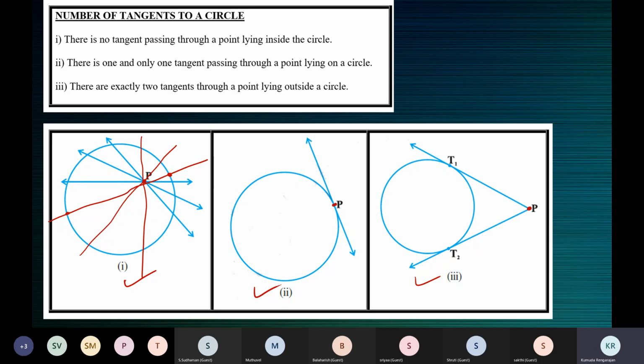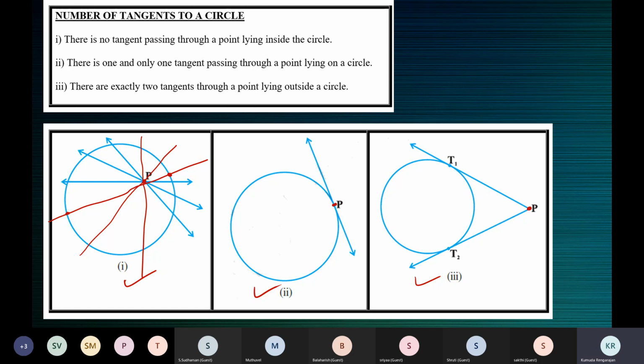Construction of tangents we have. So in the chapter constructions, when we construct tangents, we will see that from an external point, we can draw two tangents to the given circle. So in figure 3, point P is an external point. Point P lies outside the circle. And from this point P, we can draw exactly two tangents, PT1 and PT2.